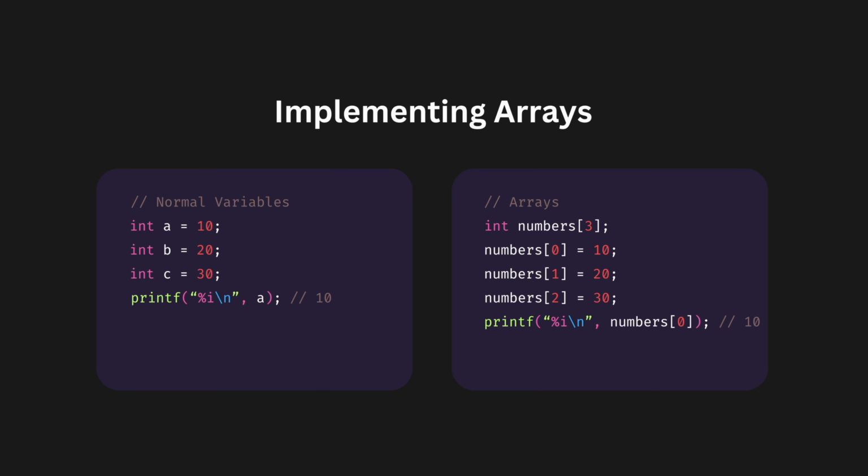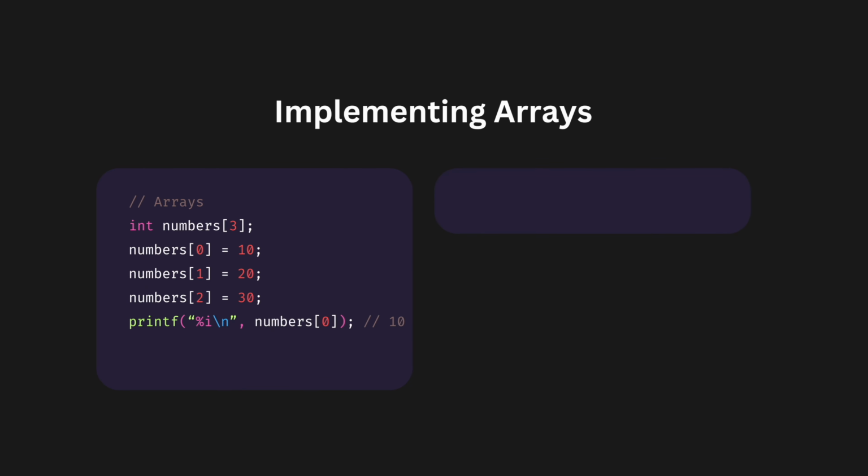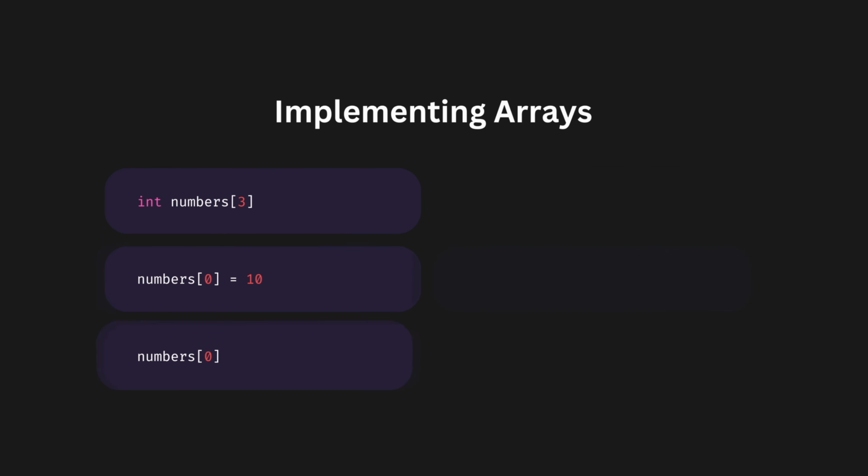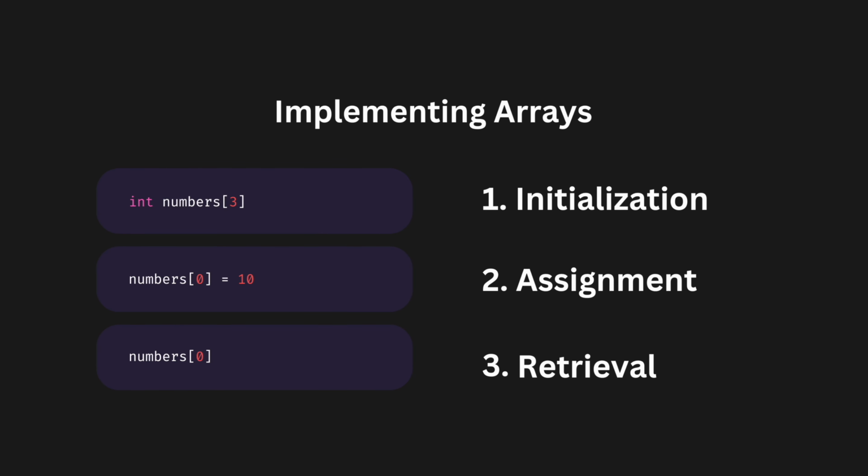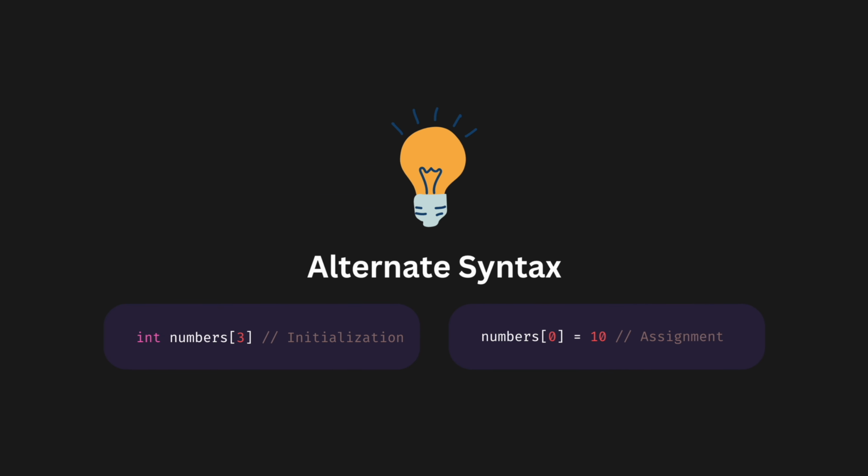Let's quickly summarize the steps we took to implement arrays. The steps can broadly be divided into three parts: creation of the array, giving it values, and accessing those values. These are technically called initialization, assignment, and retrieval. C also provides an alternate syntax that can be used to implement arrays. Using this syntax, you can initialize as well as assign values to your array in a single line. In this syntax, you don't need to specify the number of elements you require, as this will be inferred from the number of elements you have provided.